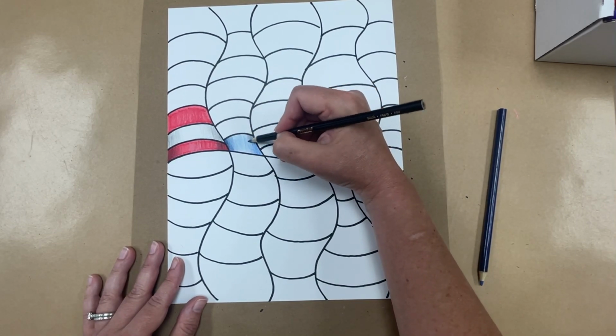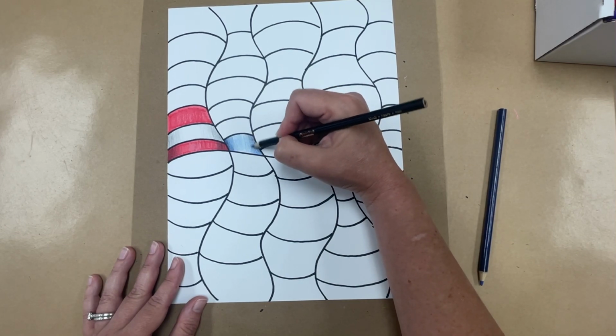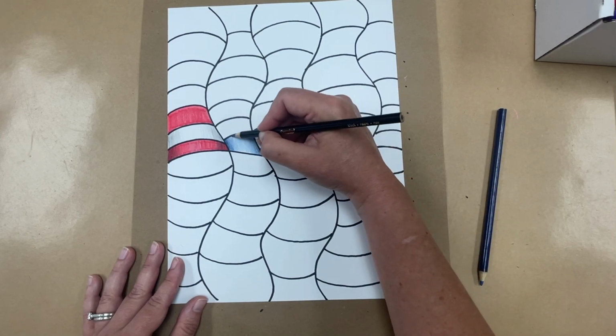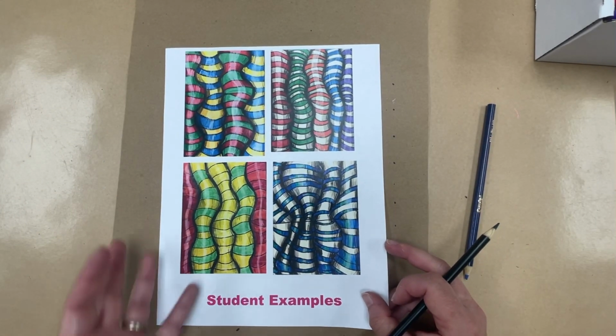This is how we create that illusion. We're creating form to make our tubes look like they are 3D, like they're popping out. Okay? So let me go back and show you those student examples again. This is the one. So see how they've used shading, and all of these look like they're really popping out.